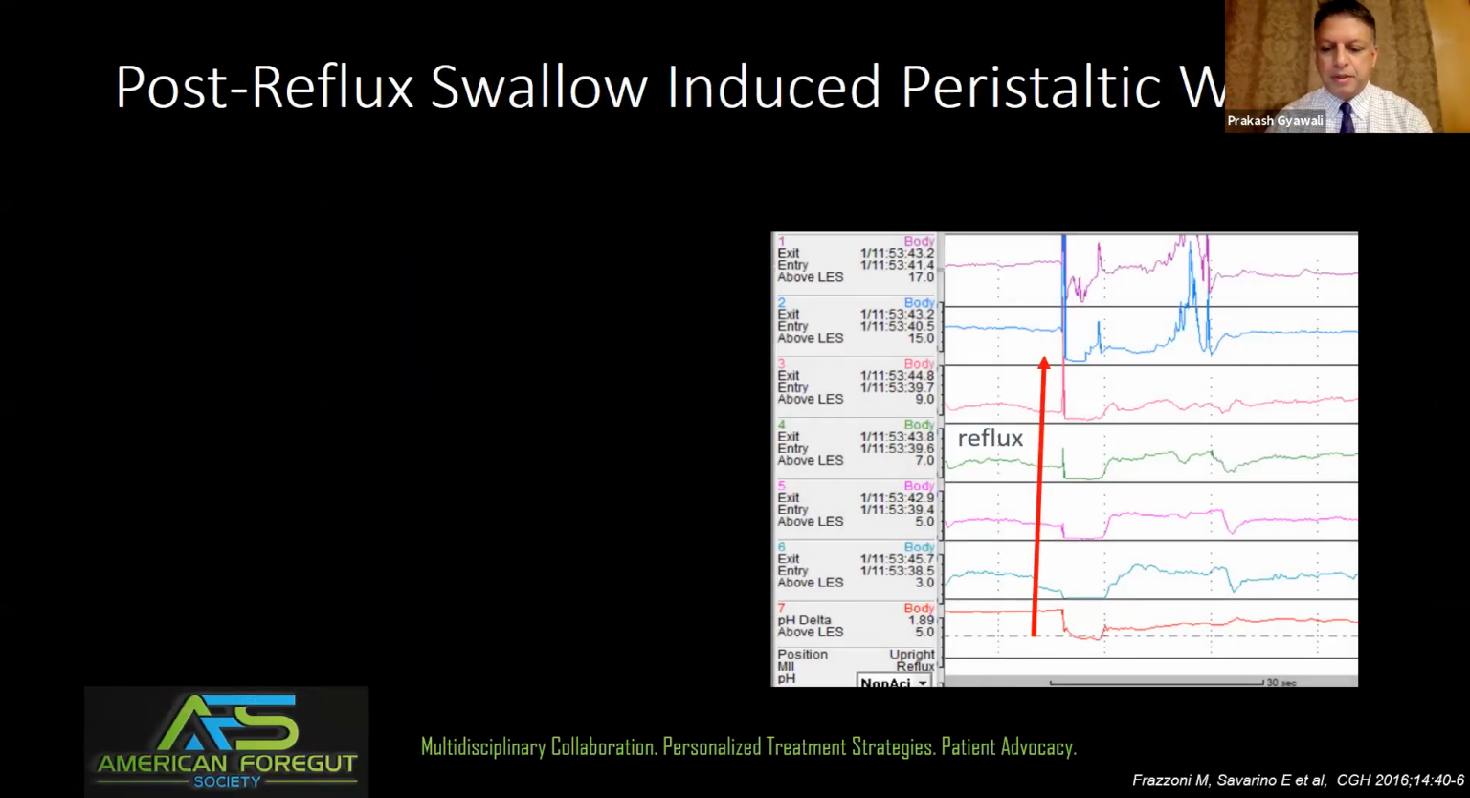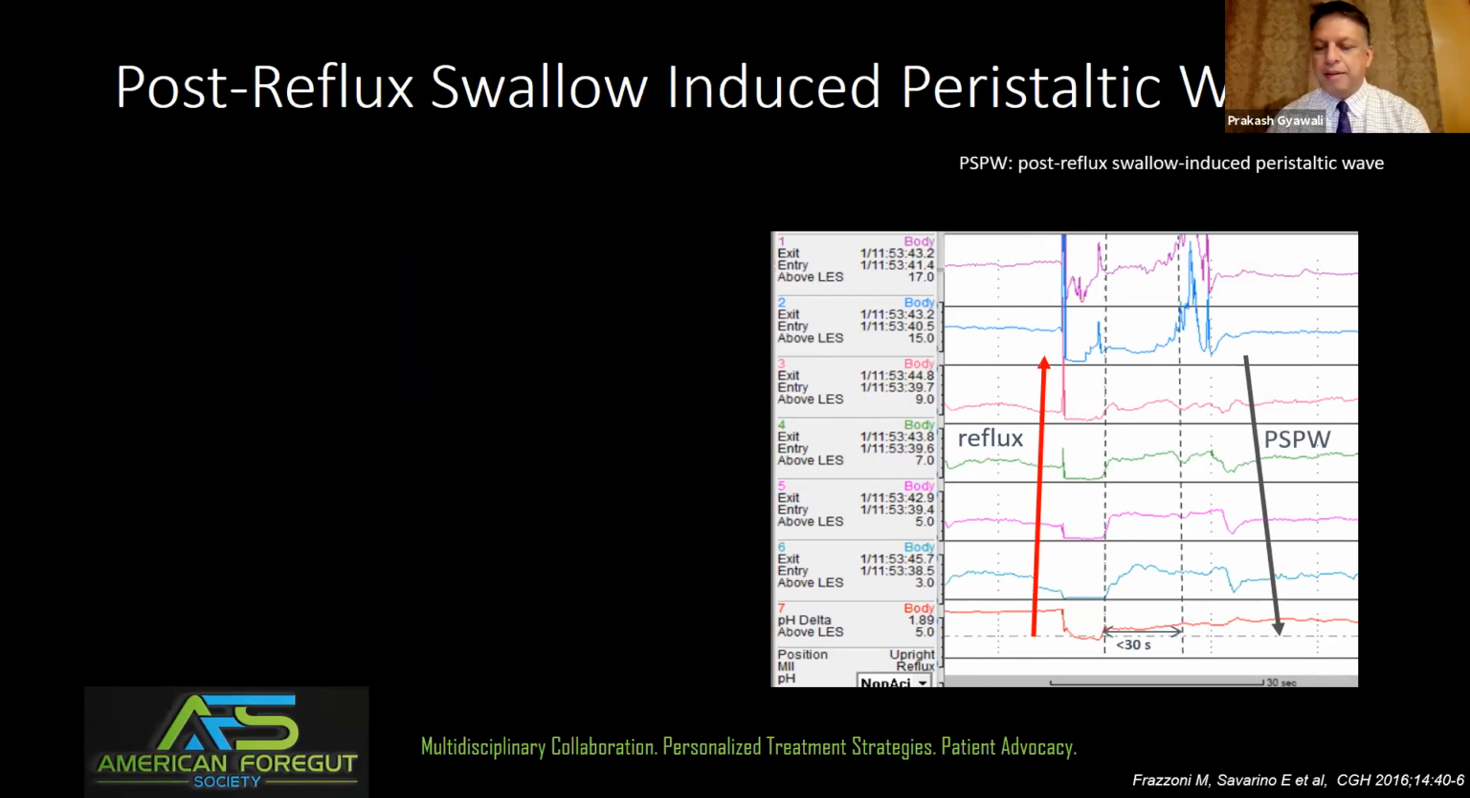Now, there is one other metric that we're going to talk about, the post-reflux swallow-induced peristaltic wave. So this is a reflux episode on a pH impedance study. In a healthy individual, within 30 seconds, you can have a primary swallow that brings saliva to the distal esophagus to neutralize the mucosal acidity of the reflux episode. And you can actually count the number of PSPWs that follow a reflux episode and calculate the PSPW index.